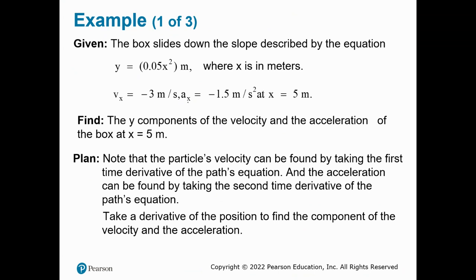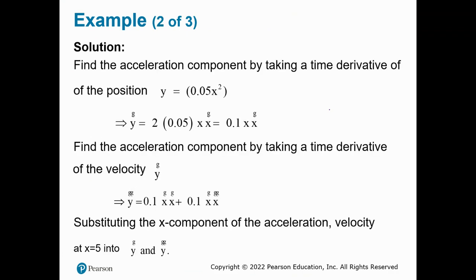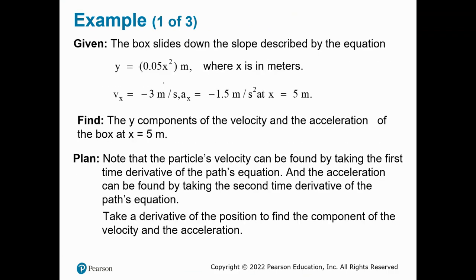And then I know the x component of the acceleration, ax, is -1.5 meters per second squared at x equals 5. We're looking for the components of the velocity and the acceleration of the box at x equals 5 meters. Put them together. Y is given to us, position vector 0.05 x squared.